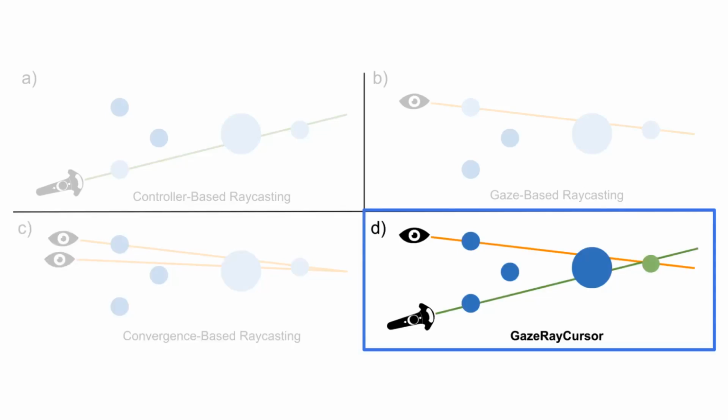And so this led to the idea of GazeRayCursor because we thought, well, what if instead of using the two gaze rays, we use the intersection of the gaze and controller rays to estimate depth and resolve ambiguity? Since the gaze ray and the controller ray are much farther apart, there is a much larger angle that we can use to calculate the intersection.